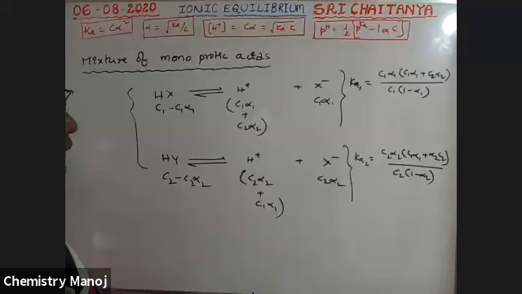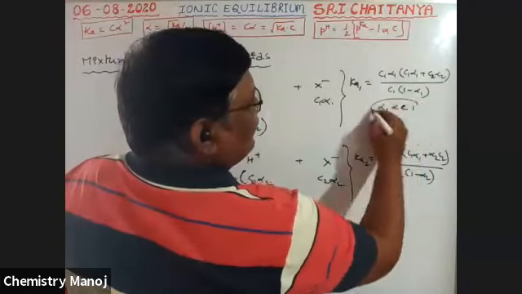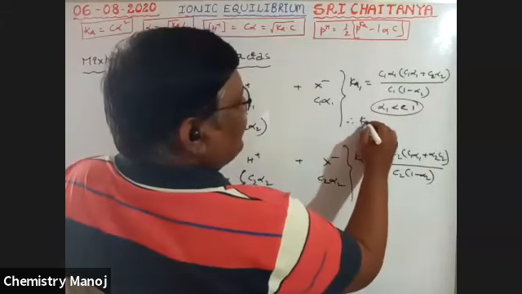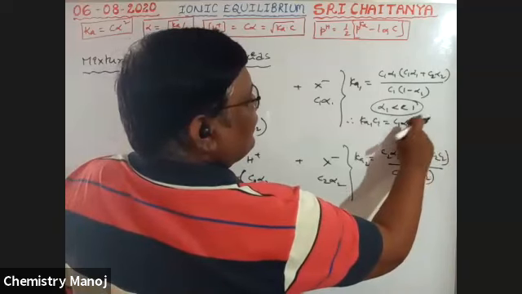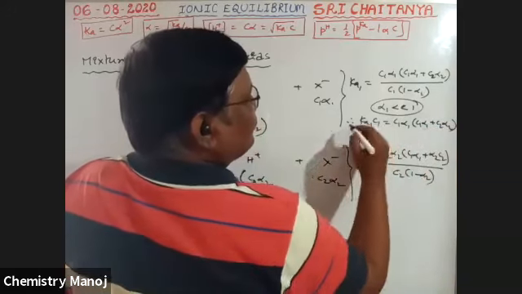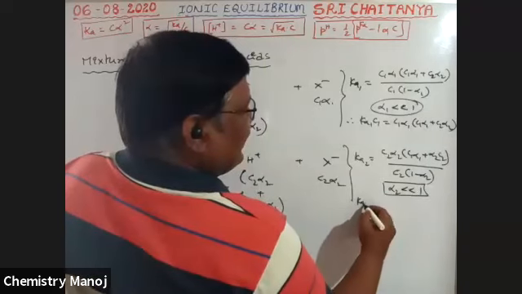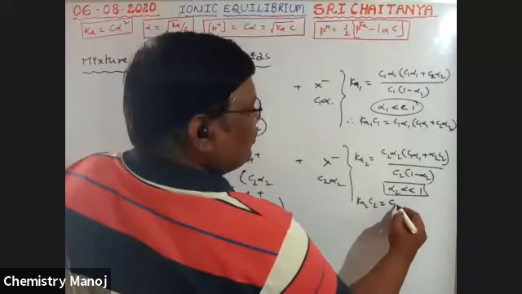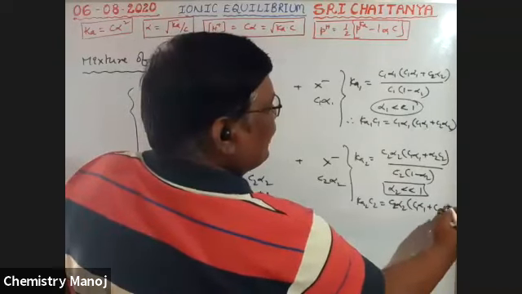Now we are calculating Ka1, Ka2. Alpha 1 is much less than 1, therefore neglected. Therefore Ka1 C1 is equal to C1 alpha 1 into (C1 alpha 1 plus C2 alpha 2). Next, here also alpha 2 is negligible. That is why Ka2 C2 is equal to C2 alpha 2 into (C1 alpha 1 plus C2 alpha 2).